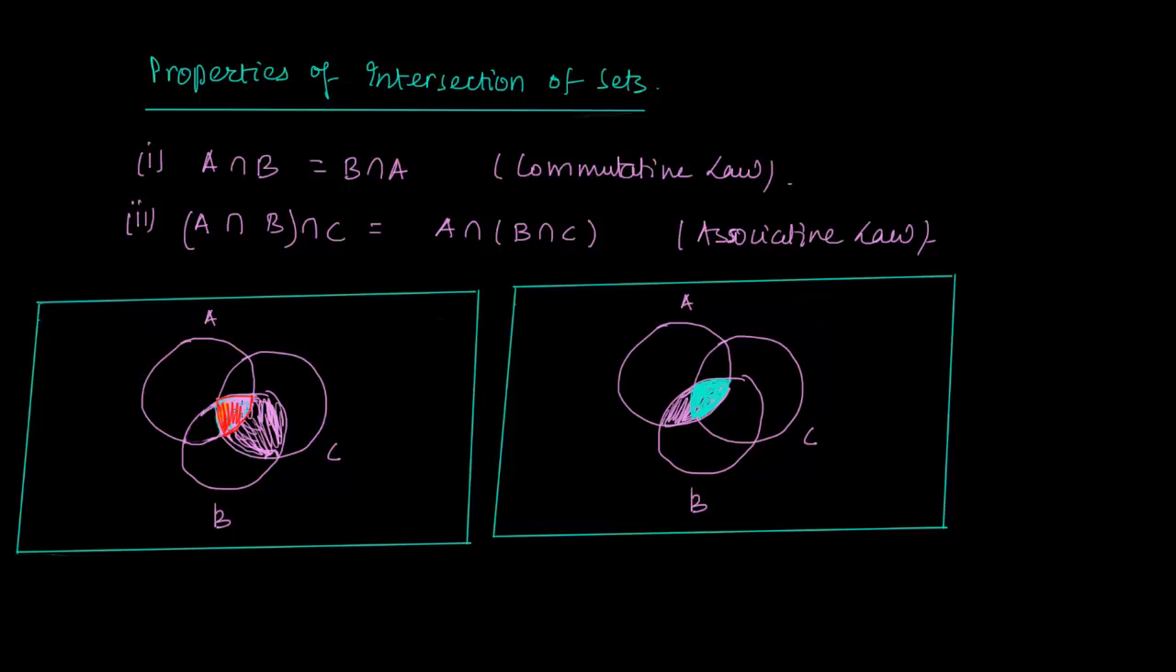Everything within this, that means this red thing, is the area of what we did: B intersection C first, and then A intersection that. Here we first intersected A and B, and then intersected C. We find that the region is the same, is it not? It is the same region, and that's why we say that intersection is associative.